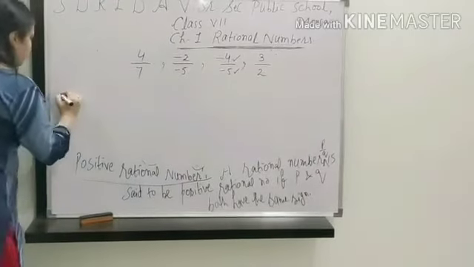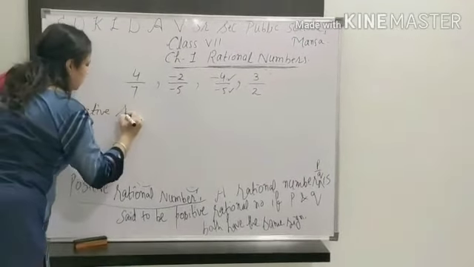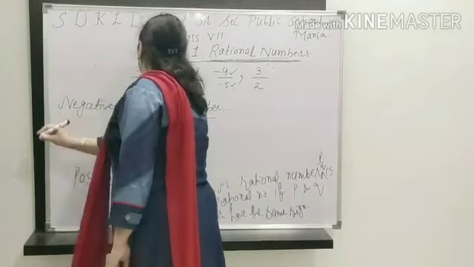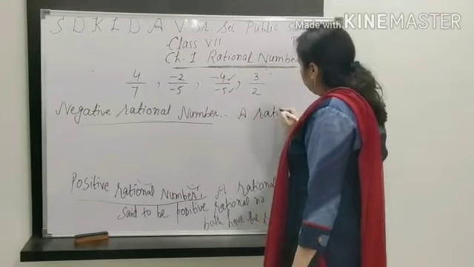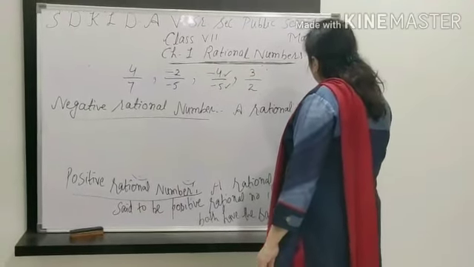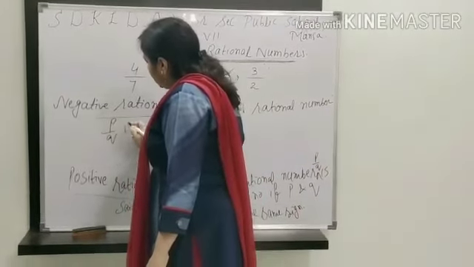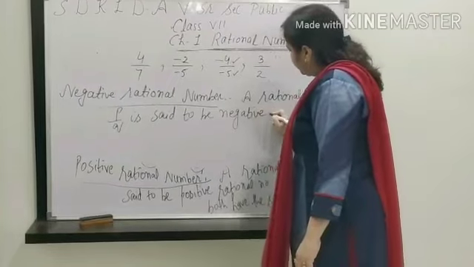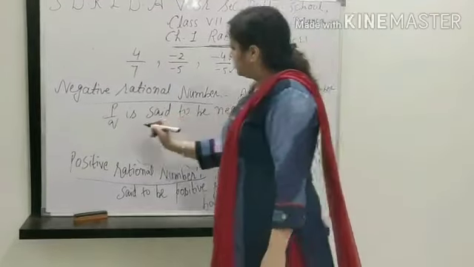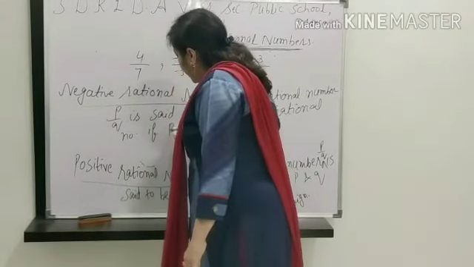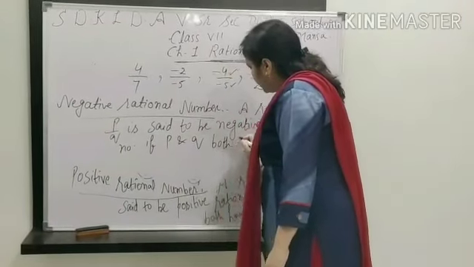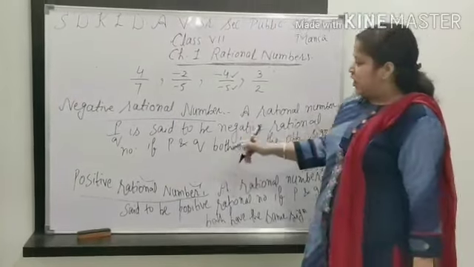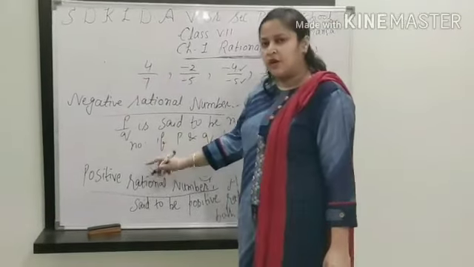Next is negative rational number. A rational number p upon q is said to be a negative rational number if p and q both have the opposite sign. Means if p is positive, q is negative. If p is negative, q is positive.